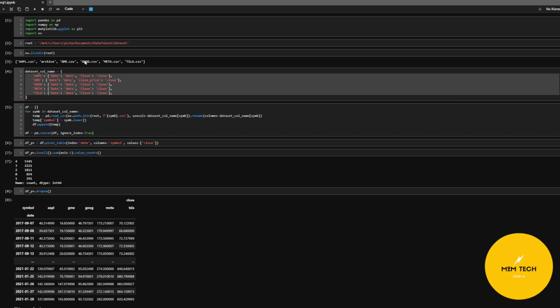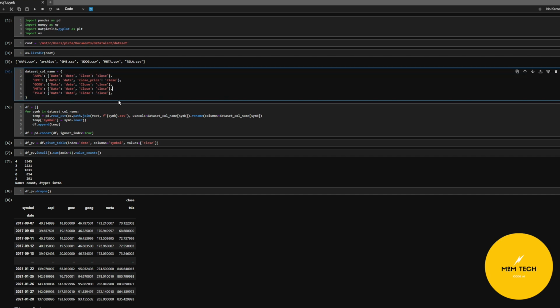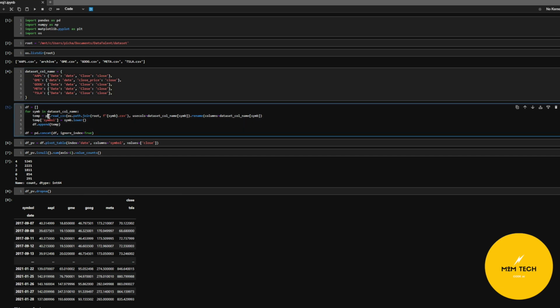Okay, so first I'm going to load all the datasets into one single data frame. But before that, we need to rename the column so they all have the same column name. And I'll choose the close price to represent the stock price. Okay, so I'll load the data and then rename the column using the dictionary that we defined above, and then append it to the data frame and then concatenate them.